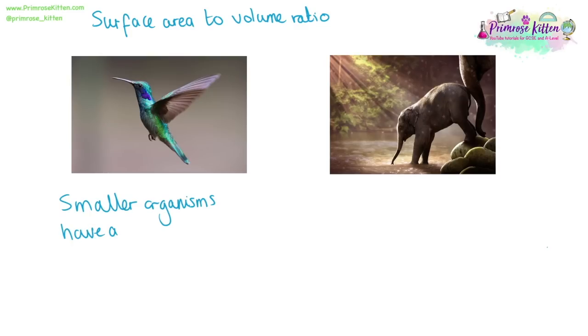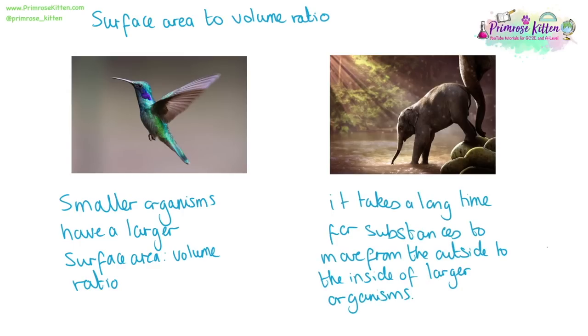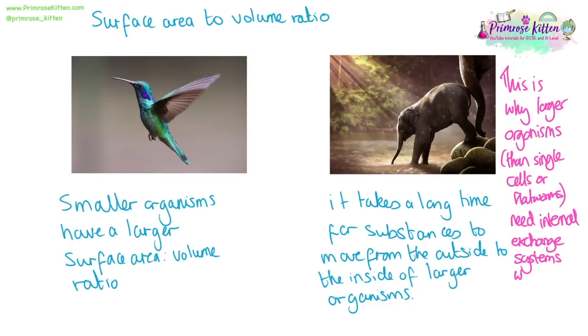Smaller organisms have a larger surface area to volume ratio. It takes a long time for substances to move from the outside to the inside of a larger organism. This is why large organisms, bigger than a single cell or flatworms, very, very small organisms, need an internal exchange system, which reduces the distance and increases the rate of diffusion to make sure that all the substances get into all of the cells as fast as possible.